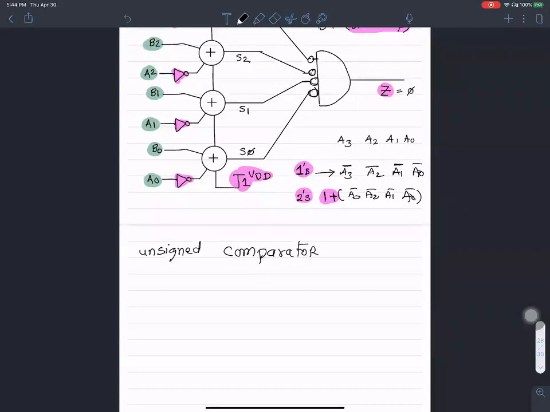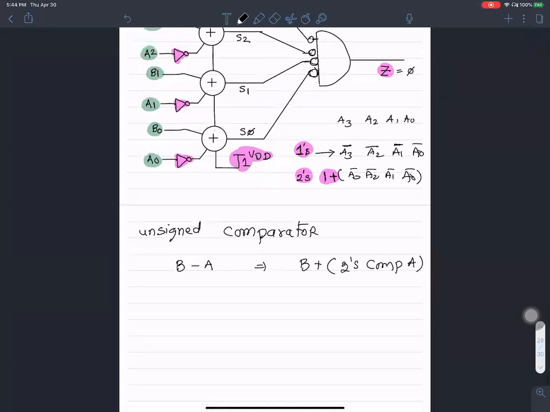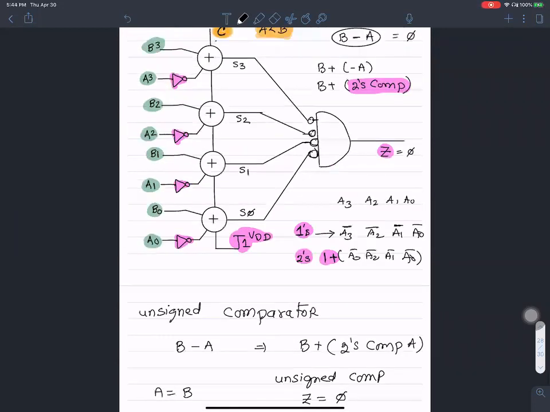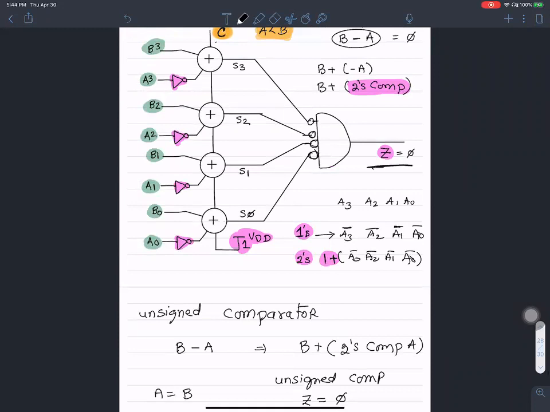All the circuit is doing is to implement B minus A in the form of B plus 2's complement of A. And as we saw in the example, if A equals B, then the Z term in the unsigned comparator, the 0 term, is going to be 0. You can evaluate why that is the case. The 0 term, this guy, goes to 0.